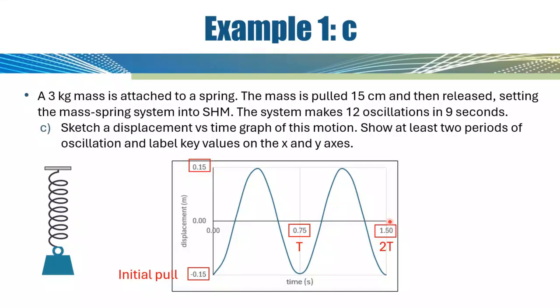2 t would be 1.5. And really what I've done now is I've given myself enough values that I could scale the x-axis if I wanted to. But that's what they're talking about when they say label key values on the x and y-axis. We want the amplitudes on the y-axis and we want the periods or time measures on the x-axis.